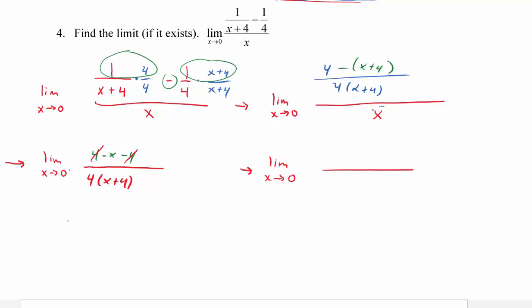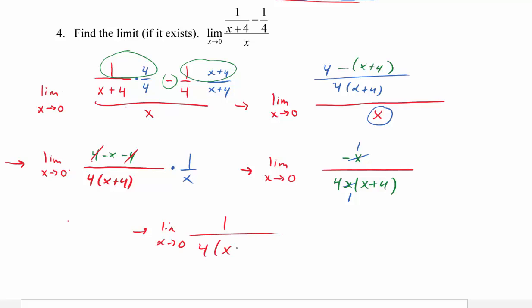This x on the denominator divided by x is the same thing as multiplying by 1 over x. On the next line, we still have negative x on the numerator, but now we have 4x times x plus 4 on the denominator. And in fact, we can reduce this even further. The x is reduced, and we get the limit as x approaches 0. And I have to write the limit every time until it's actually applied. 4 times x plus 4.